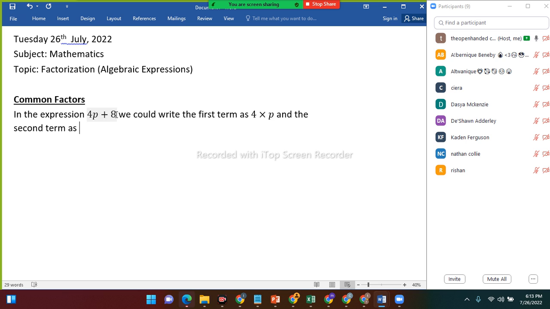What times what gives us 8? If we were to break it down, what times what gives us 8? 4 times 2. Very good. So we write the first term as 4 times p and the second term as 4 times 2, because this 8 is 4 times 2. So then we would have the following.